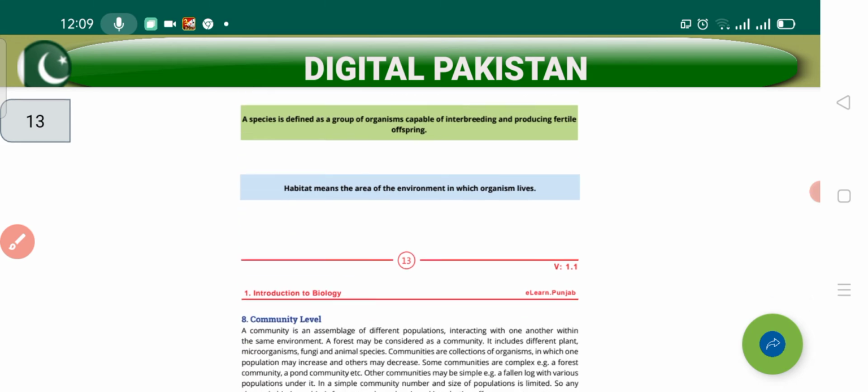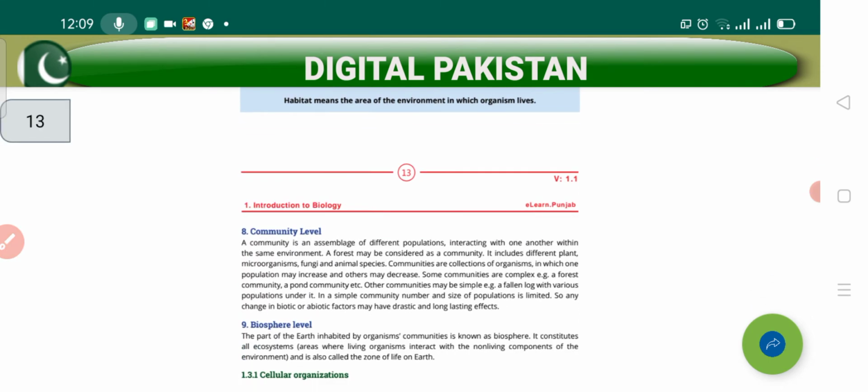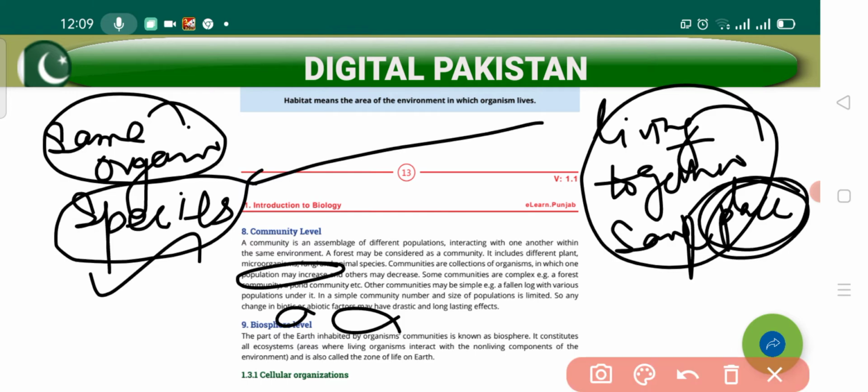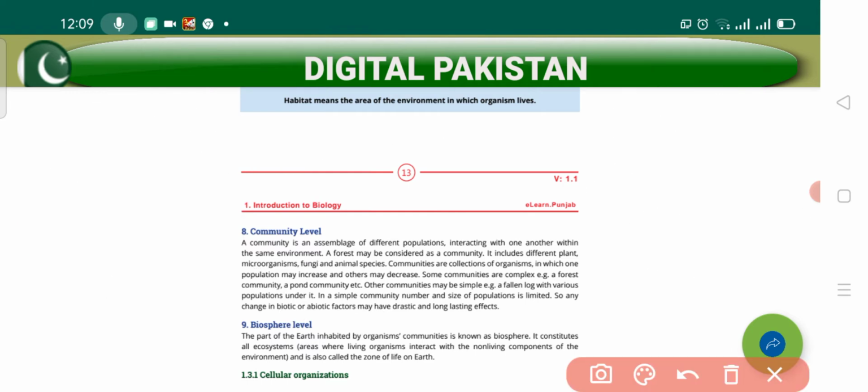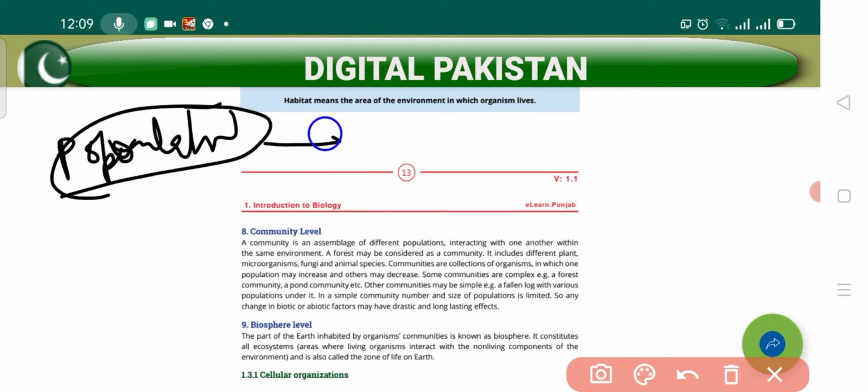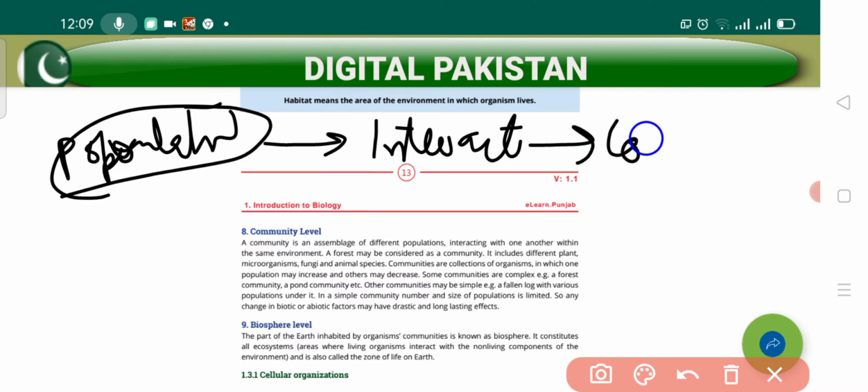Now, together, the populations are making what? When these populations join together, when the different populations interact with each other, they are forming the community.